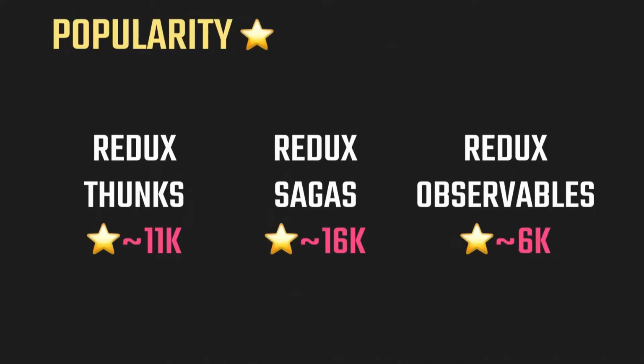I pulled up these numbers from GitHub, as you can tell. Redux thunks, about 11K. Saga, 16K, and observable, 6K. Does that mean, based on popularity, we should go on the basis of GitHub stars? Not really, and we'll reason about why. These numbers are obviously approximated, so they're not the actual numbers. When I built the slides, I just approximated them.